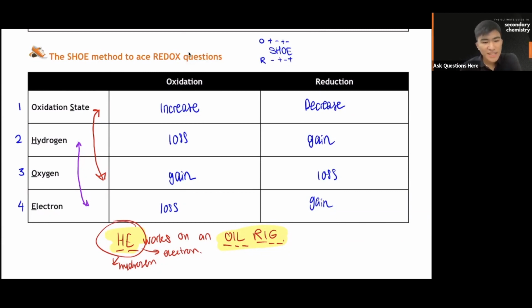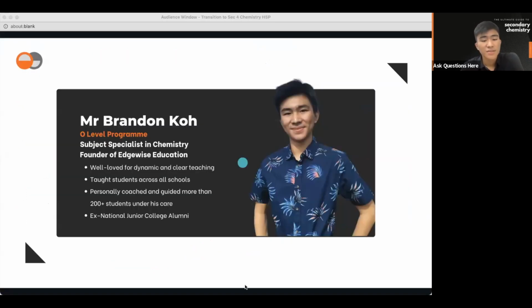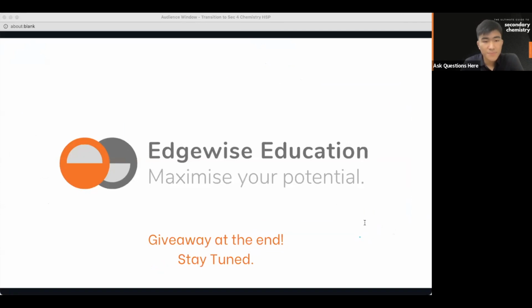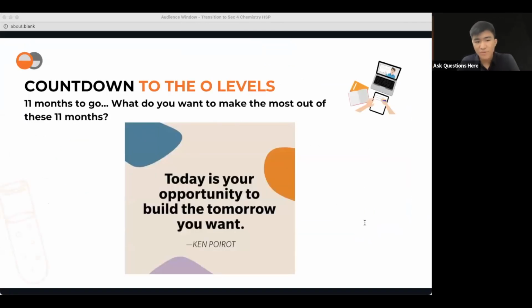Okay, so with this in mind, I would now like to do some sharing on how we strategize for our O levels. So let's go ahead and look at how we best strategize. For the O levels, we have 11 months. We are in December now, and O levels will be in October next year. We have 11 months to go, and you want to make the most out of these 11 months.